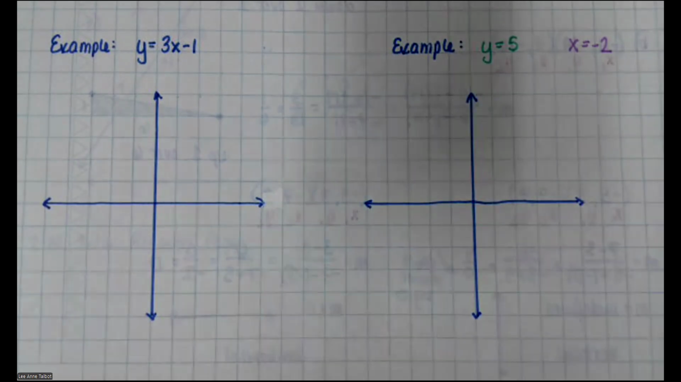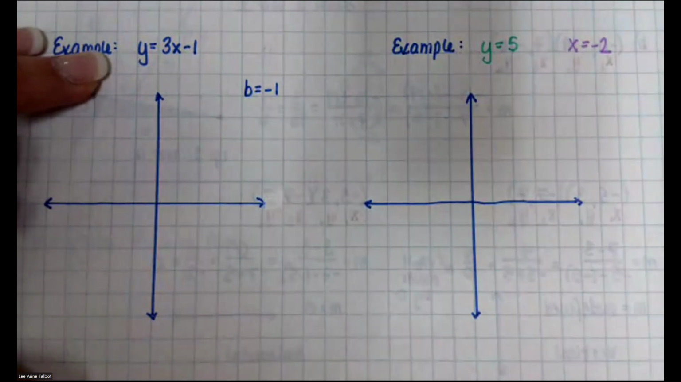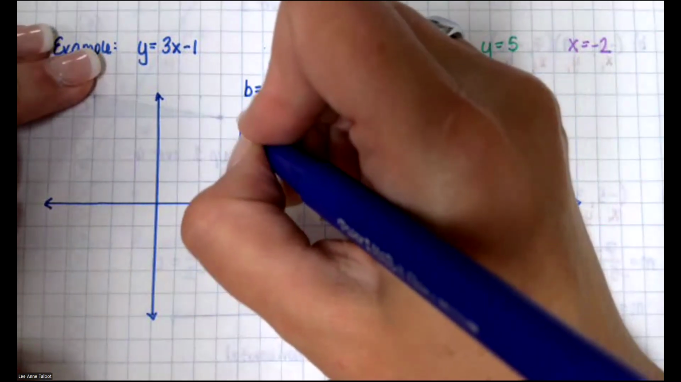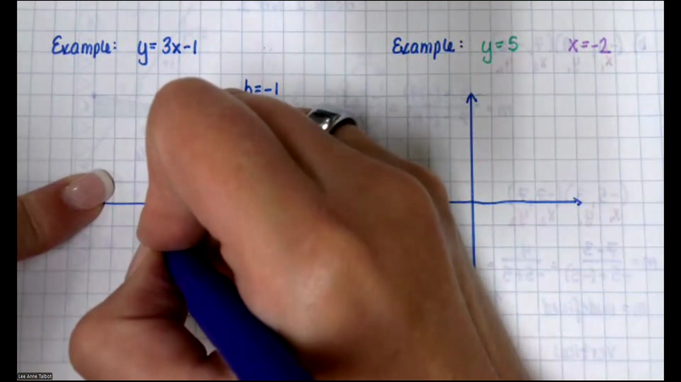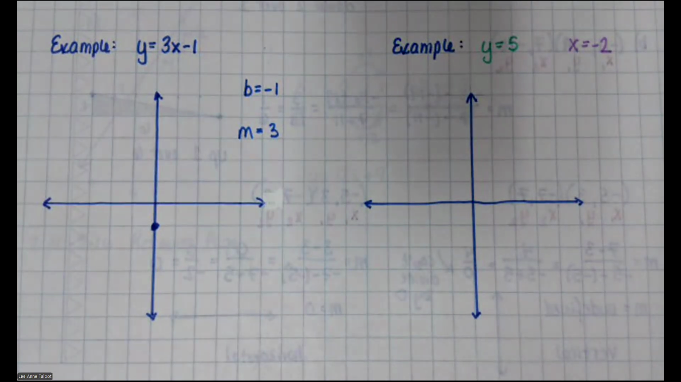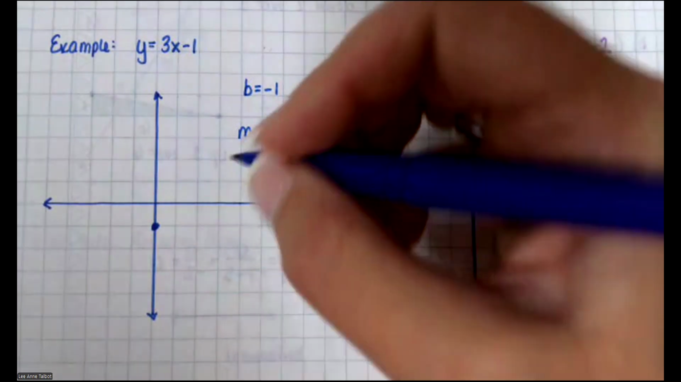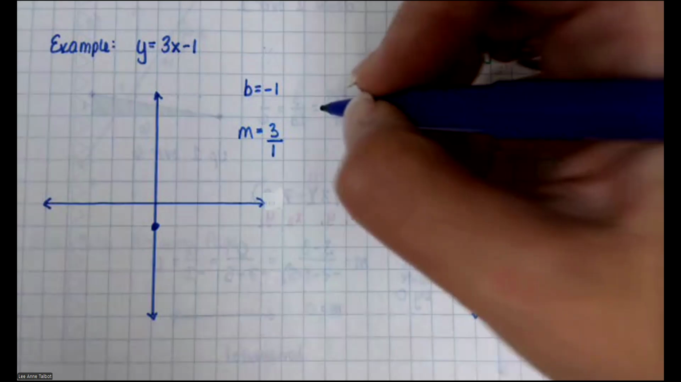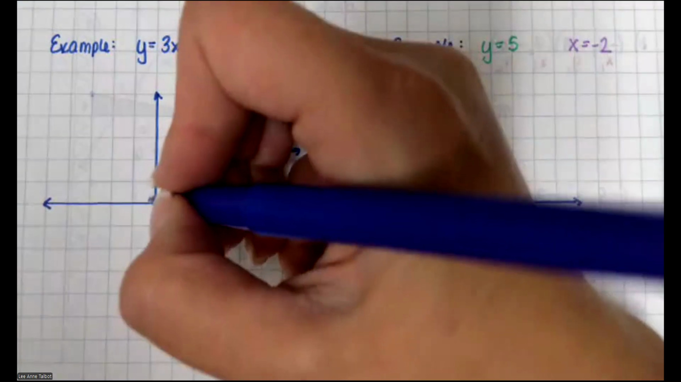Okay, you guys. So this one, b is -1, and the slope is 3. So b is -1, so go down to -1, make a dot. Okay, now what do I do when the slope is a whole number? I put it over 1, up 3 over 1.